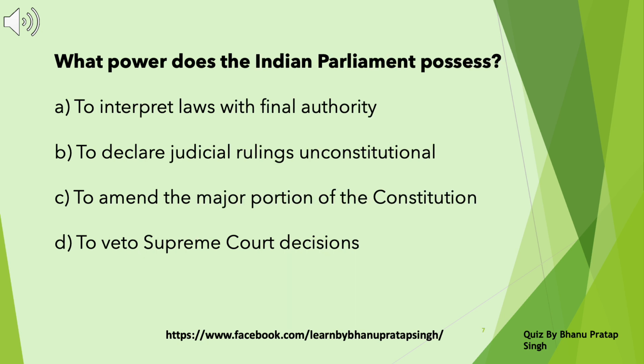What power does the Indian Parliament possess? A. To interpret laws with final authority. B. To declare judicial rulings unconstitutional. C. To amend the major portion of the Constitution. D. To veto Supreme Court decisions. Choose the correct answer. Answer C. To amend the major portion of the Constitution.